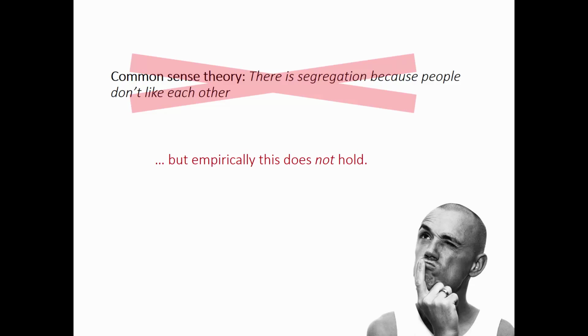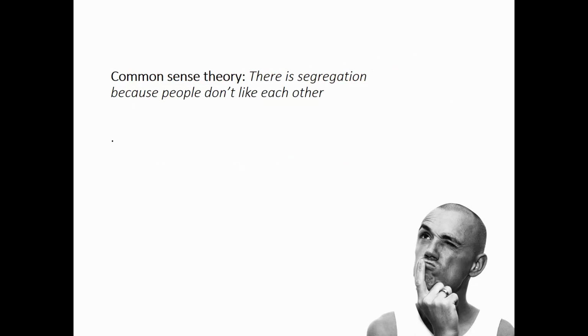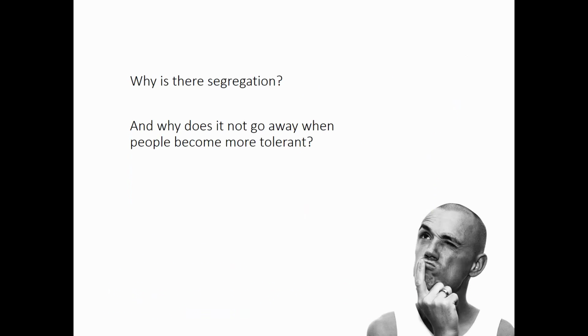That's not to say that these things don't matter at all. I think actually they do matter, right? If you live in a world where there are no preferences at all, but somehow it doesn't seem to be that simple. There seems to be something else going on. So we can ask the question: why is there segregation, and why does it not go away when people become more tolerant?